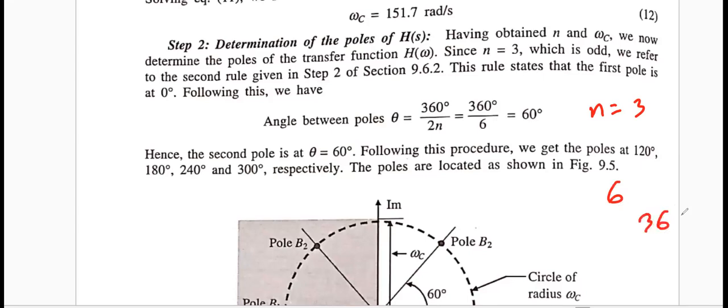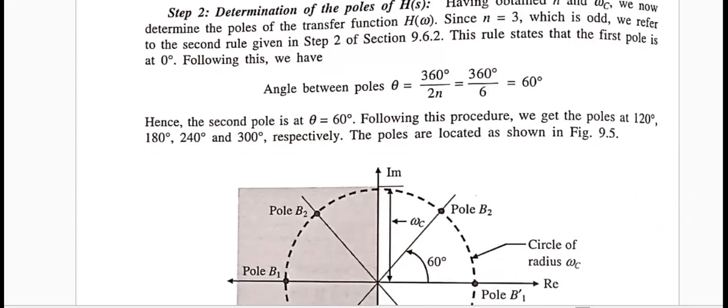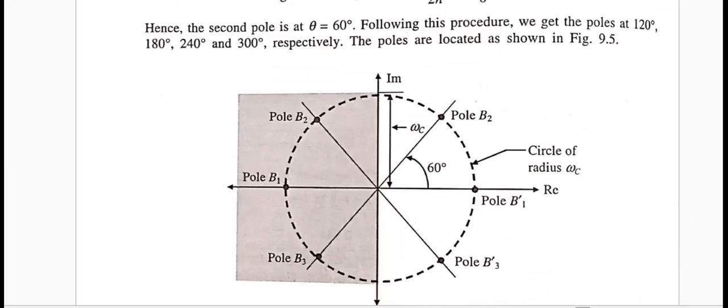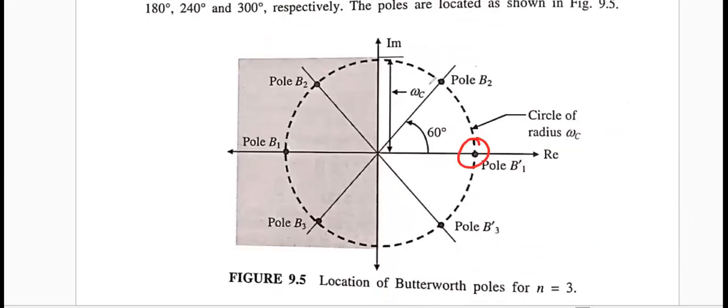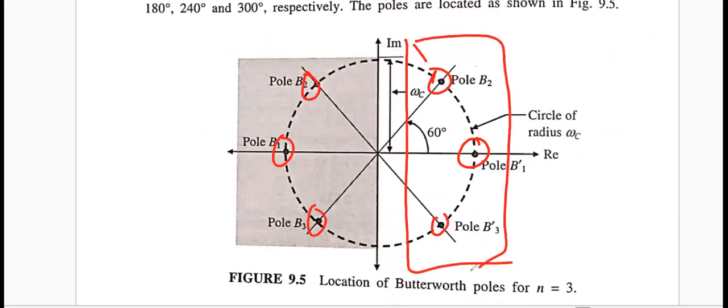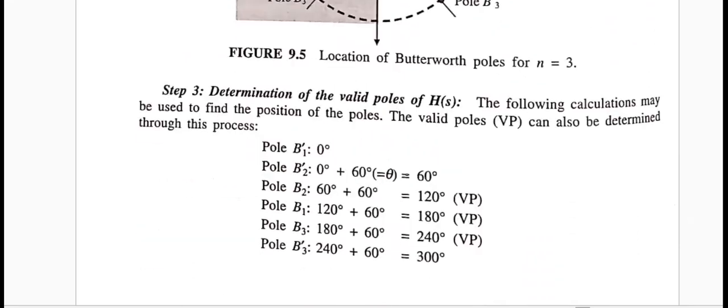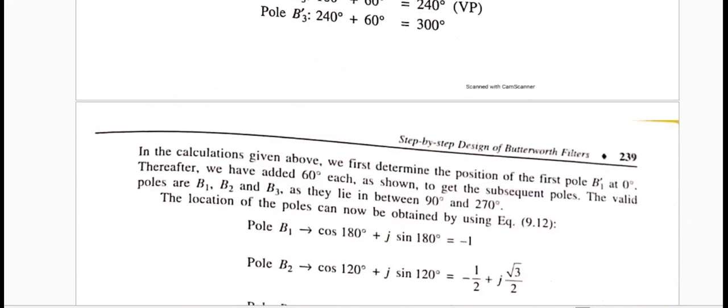So 360 divided by 6 is 60 degrees, the division from each other. And since this is an odd number, it will start the pole location from there. So we can find 6 poles, and these 3 are not valid, and these are the valid poles. We can declare that. And how can we find the value, the location of those?